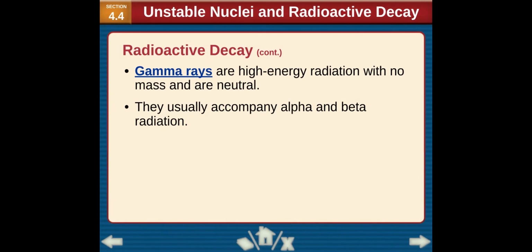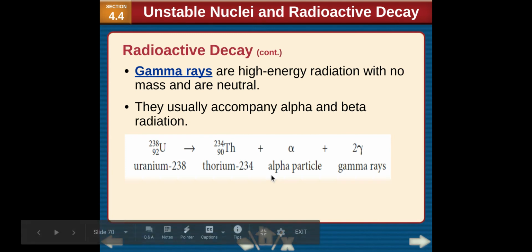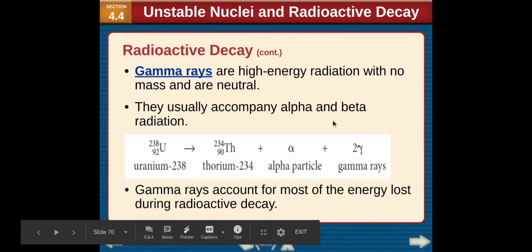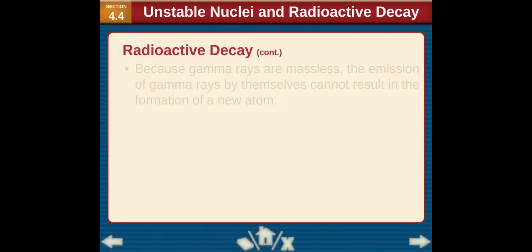Gamma rays are high energy radiation with no mass because they're neutral, and they usually accompany alpha and beta radiation. Here we can see uranium becomes thorium, and then there's an alpha particle and gamma rays. Gamma rays account for most of the energy lost during radioactive decay.